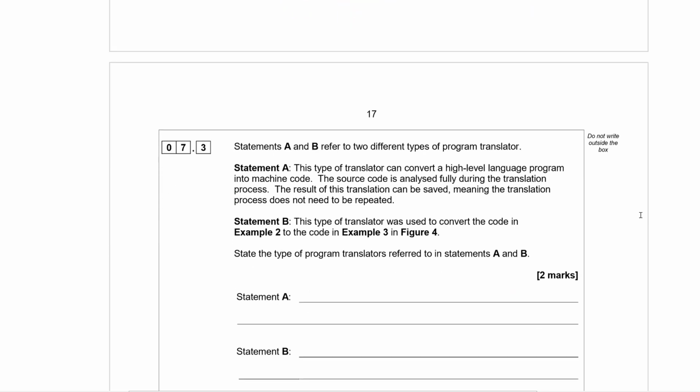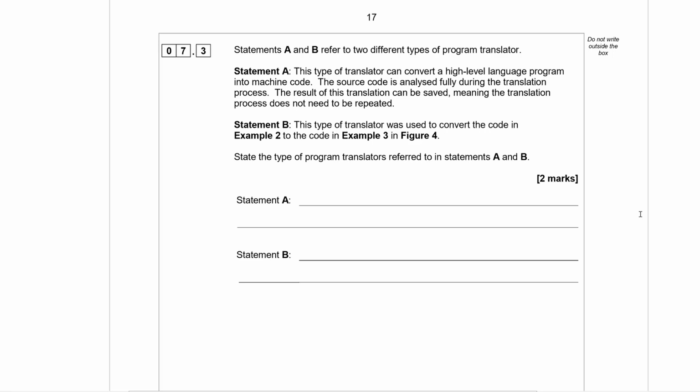Now, I mentioned translation a couple of times. Maybe I didn't say what that is. Translation is when you convert instructions from one programming language to another. So, for example, converting from high level to machine code. And statements A and B refer to two different types of these translators. We've got compilers, interpreters, and assemblers. So the first one, this type of translator can convert a high-level language program into machine code.